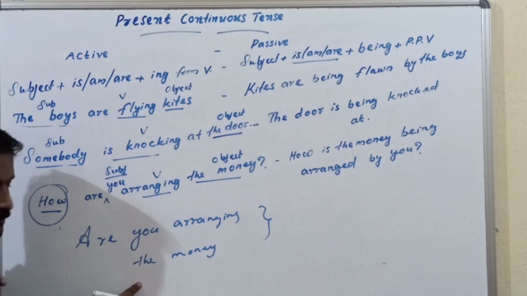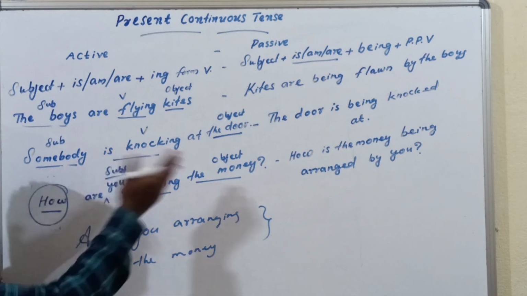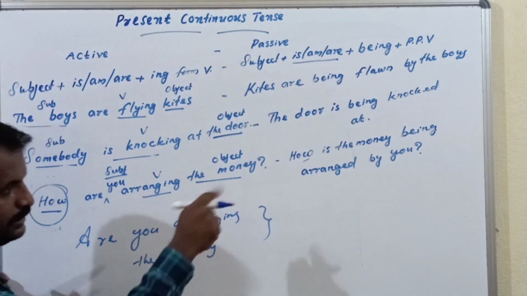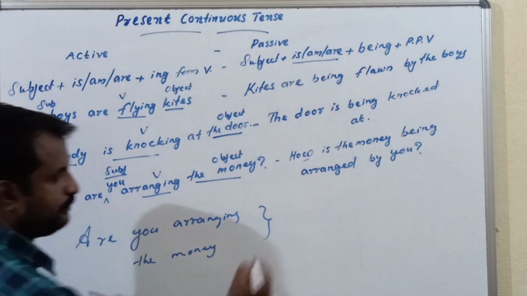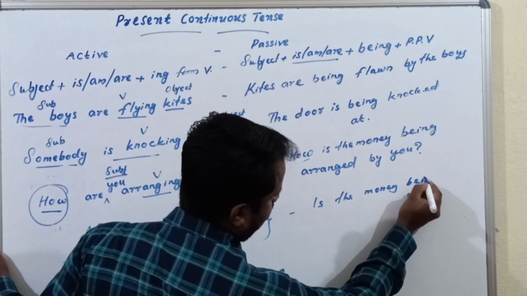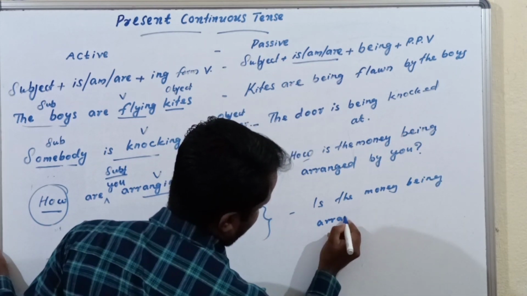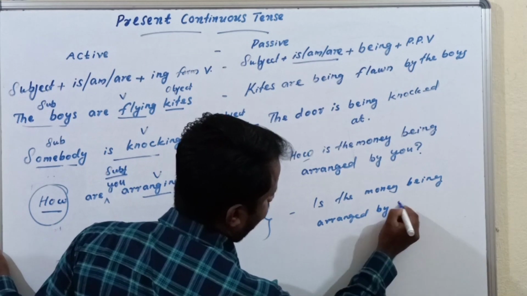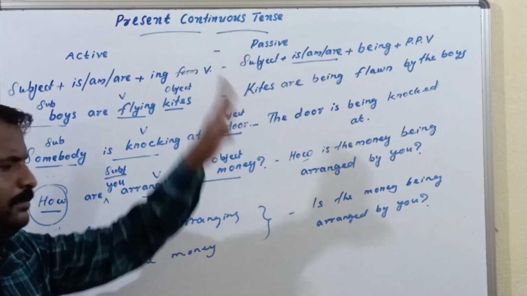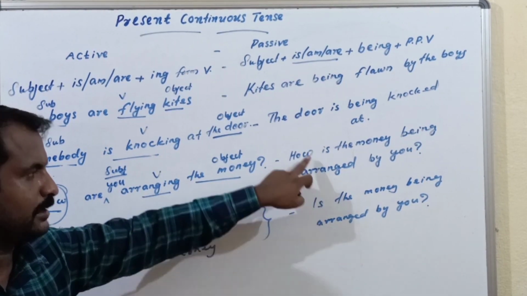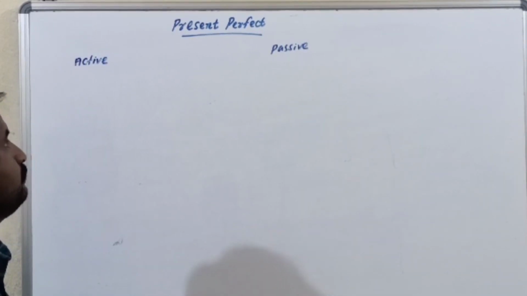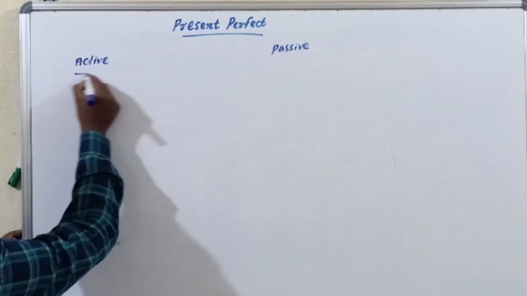And here we can see, are you arranging the money? Same only. That means what was the answer? Instead of how, other than how, it is: is the money being arranged by you? Because several students may get confused. Then a WH question comes. It doesn't matter, the structure is the same. Both are the same only. See the difference: only here how comes. Okay.